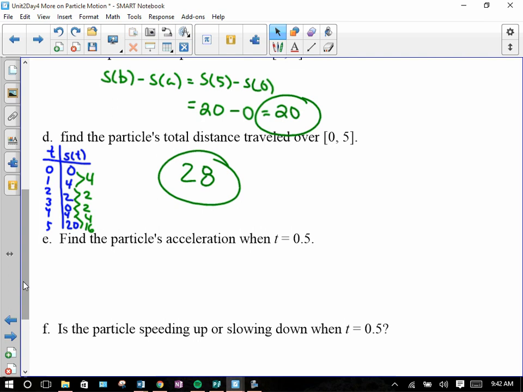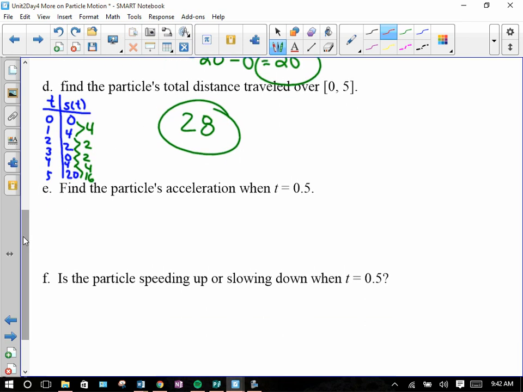So what you do is take this information and use it going forward. Now, finding the particle's acceleration when t is equal to 0.5. What do we know? The function for acceleration is the derivative of velocity, which makes it the second derivative of position.